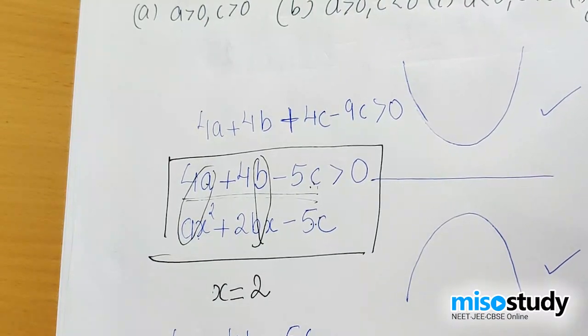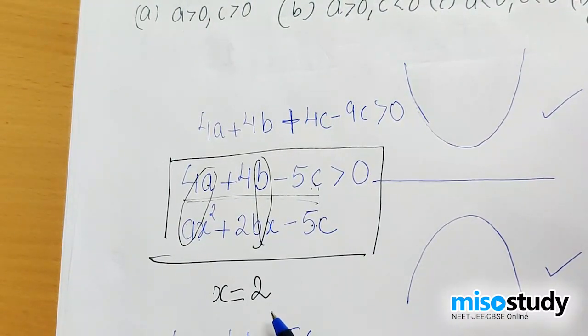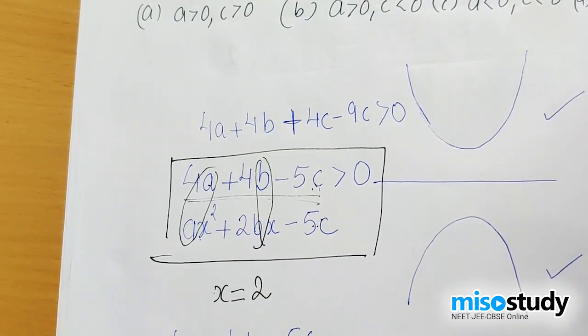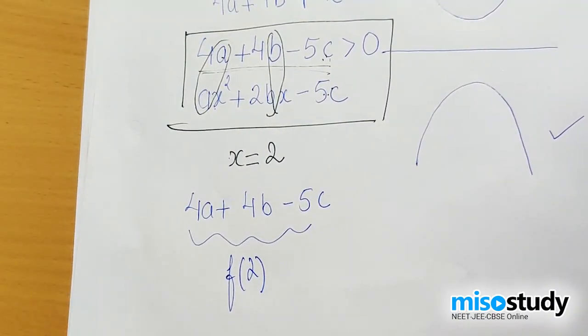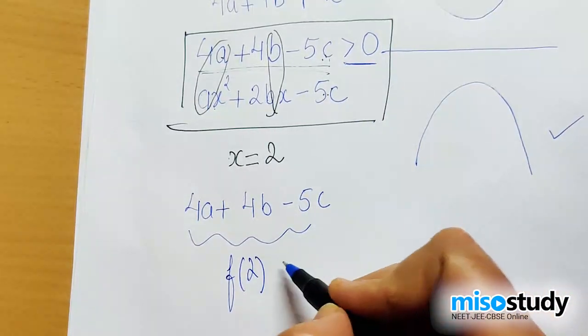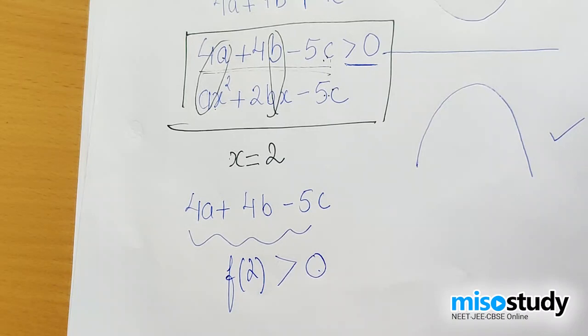That means this 4a plus 4b minus 5c is nothing but what we get by putting x equal to 2 in the given equation. That means it becomes f of 2. This is nothing but f of 2. So since this is greater than 0, that simply means that f of 2 is greater than 0. Now what does this suggest?